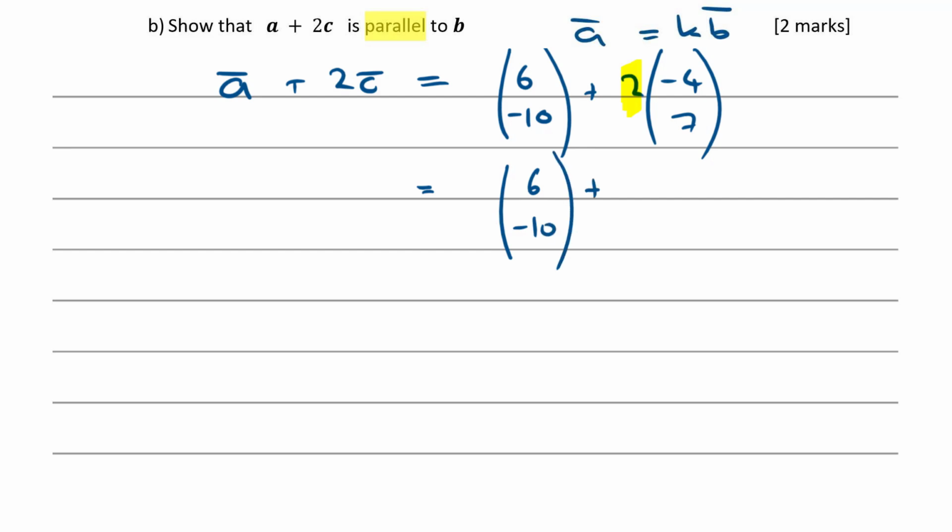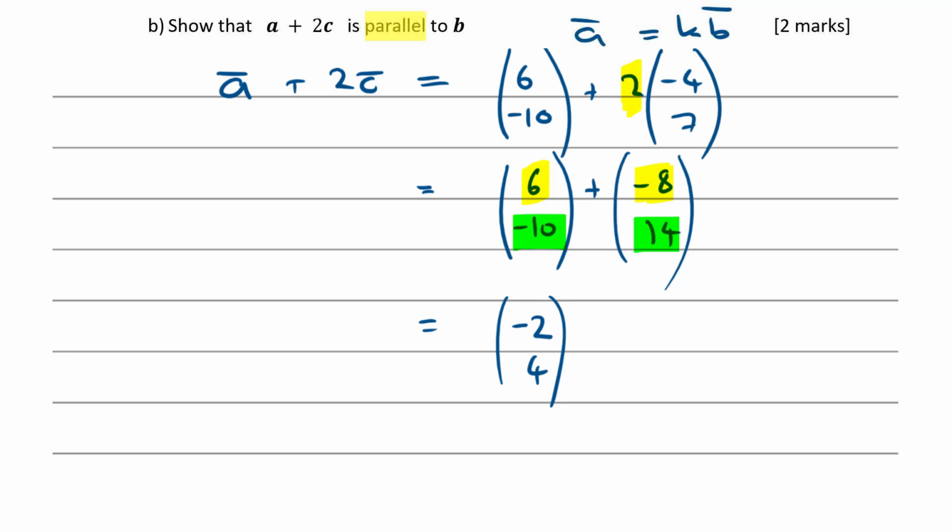And then 2 lots of (-4, 7) is going to be 2 lots of -4, which is -8, and 2 lots of 7, which is 14. So I've got those, which I now need to add together. And just like last time, the 6 plus the -8 and the -10 plus the 14 is going to give me my resultant vector, which is -2, and -10 plus 14 is 4. So (-2, 4).